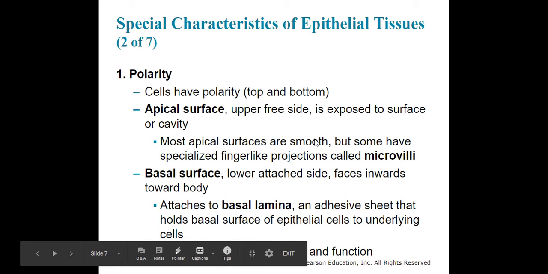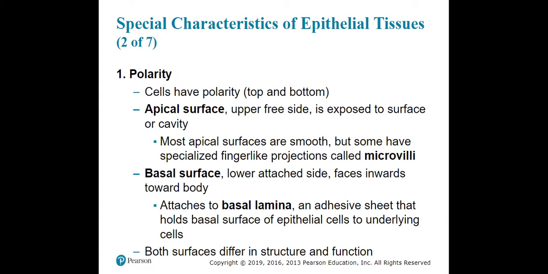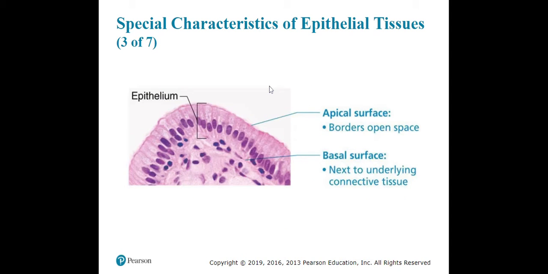Okay. So polarity, it has a top and a bottom. The apical surface is the outer surface, the upper free surface, exposed surface. And a lot of times they're smooth, but sometimes they have little microvilli, tiny little projections that increase surface area. The basal surface is going to be the inner surface, and it faces inward towards the body, and it attaches to the basal lamina. The basal lamina is almost like the glue that holds it to the connective tissue. Both surfaces differ in structure and function.